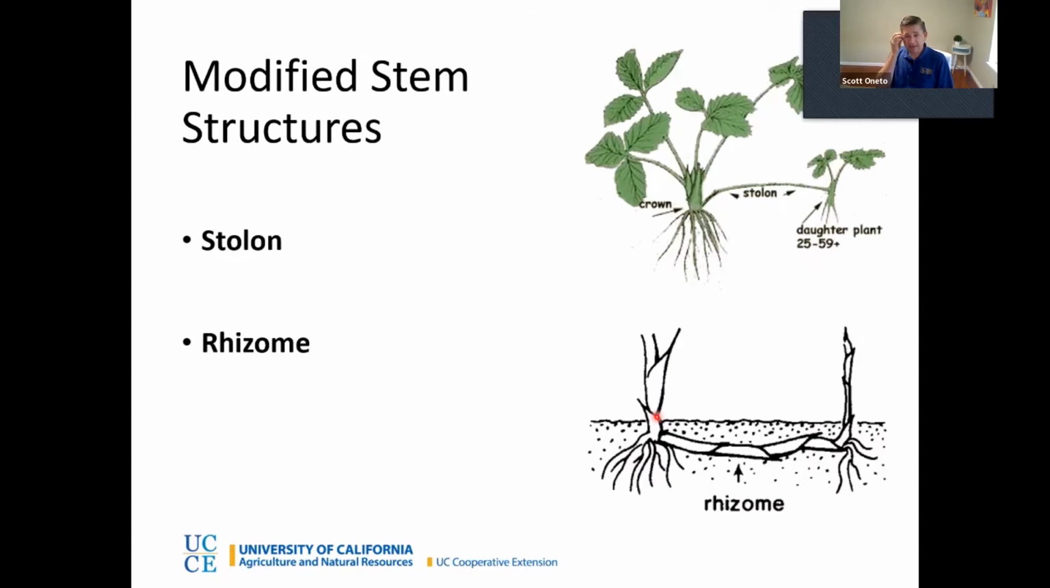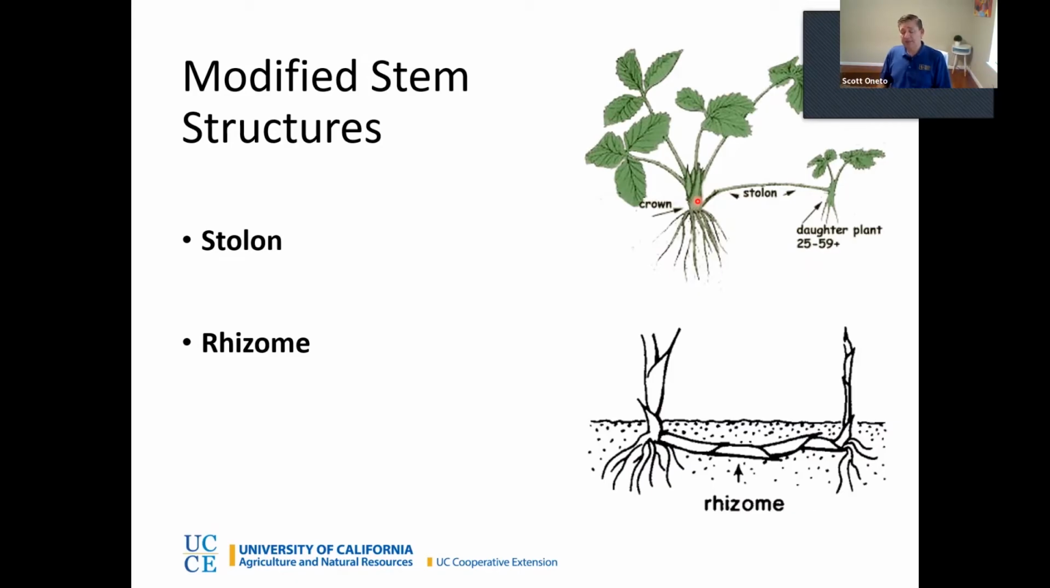Now, modified stems can also take on a couple of other different shapes, and we can have ones that run across the surface of the soil, which are called stolons. So if you think of a strawberry plant, for example, it will send out little daughter plants out on these little runners, which we call stolons. So stolons are above ground lateral stems.